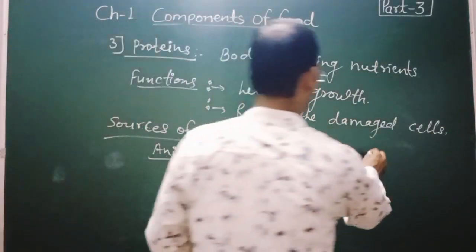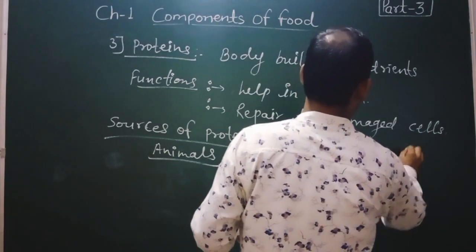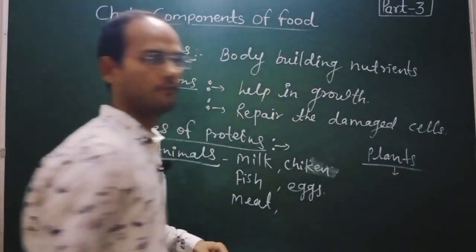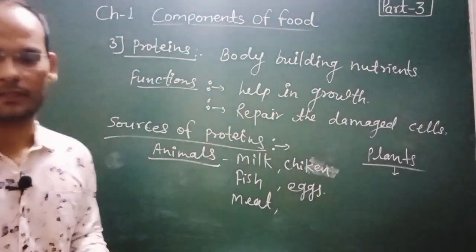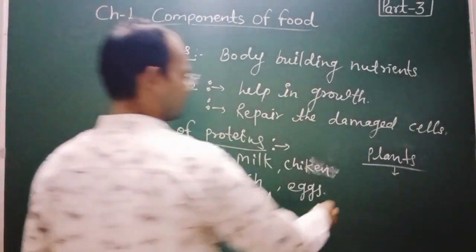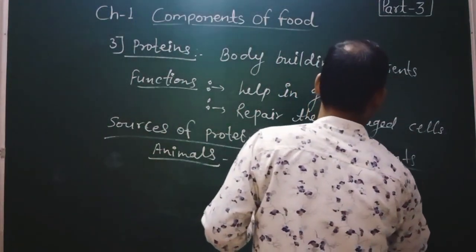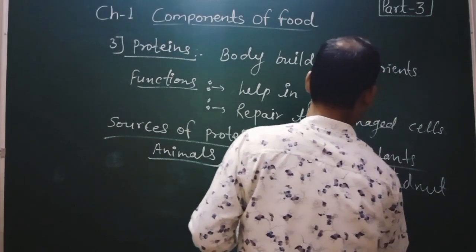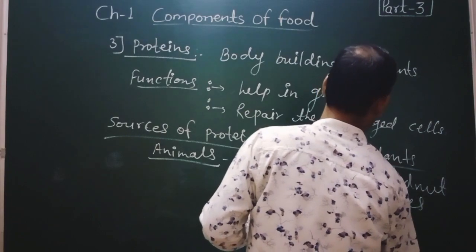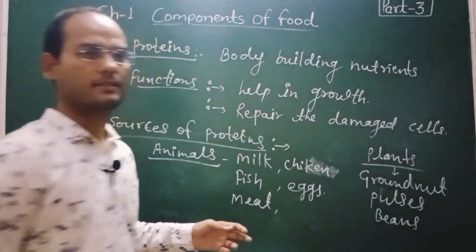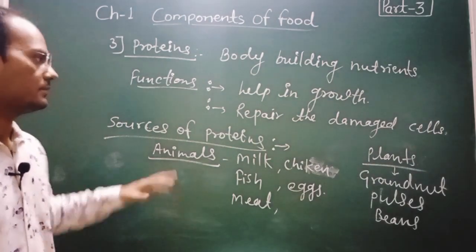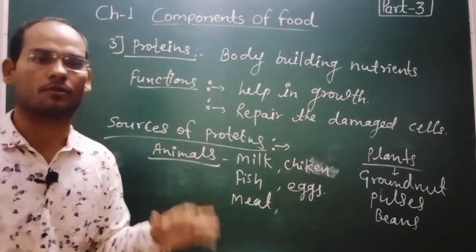And what are the plant protein sources from where we get protein? Pulses, peas, beans, soybean, groundnut. These are examples of plant proteins from where we get protein. Clear? And this is about protein.